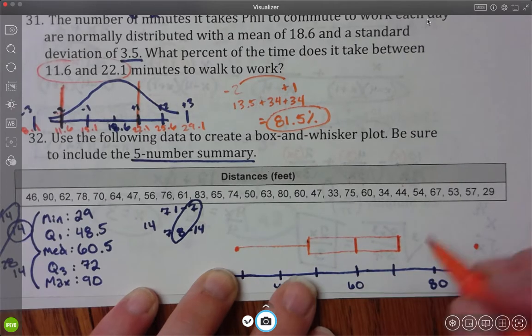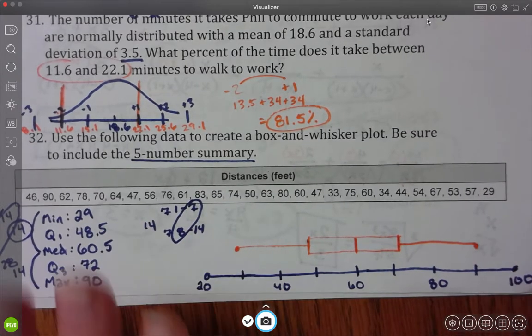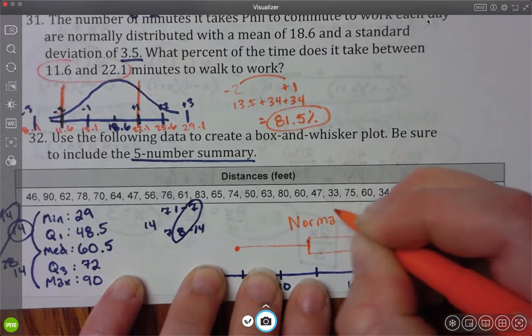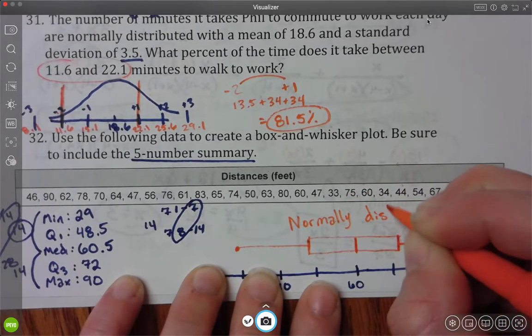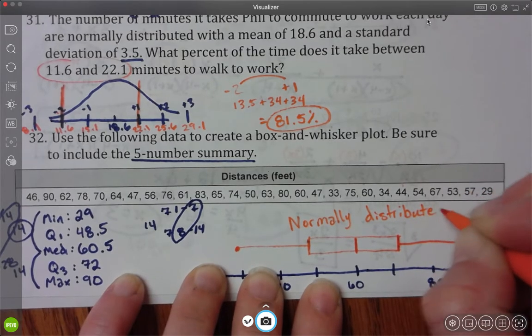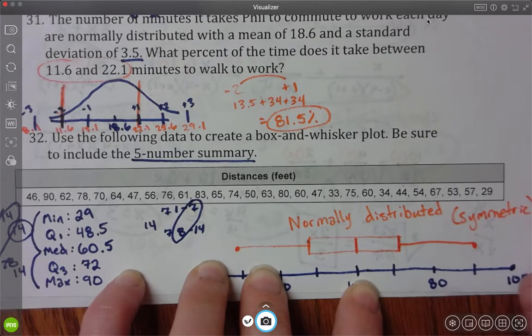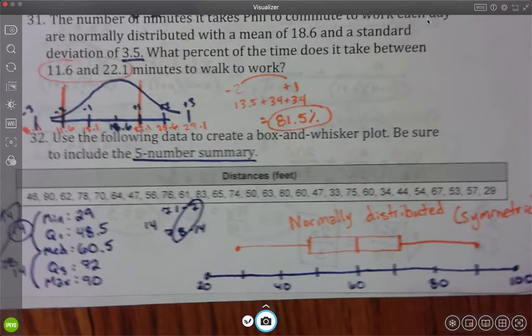And for the most part, this looks pretty evenly distributed, like it's pretty symmetric, okay? So I would say that this guy is normally distributed or symmetric. Okay, he's pretty well even and balanced on both sides.